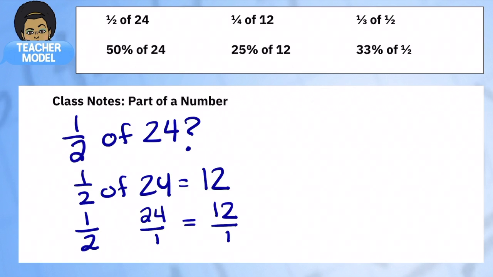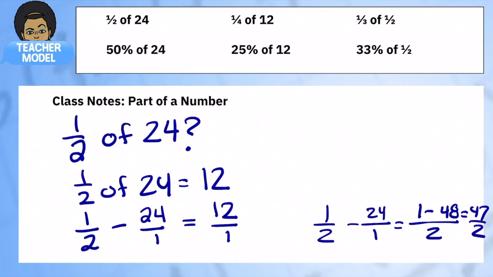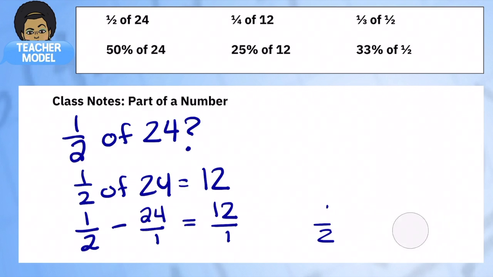What about subtracting then? Well, we still have the same numbers, 1/2 minus 24 over 1. So we would still have 2 at the bottom, and we would have 1 minus 48, which is 47 out of 2, so no. So that gives us 2 more operations, multiplication and division. So let's try both of them.